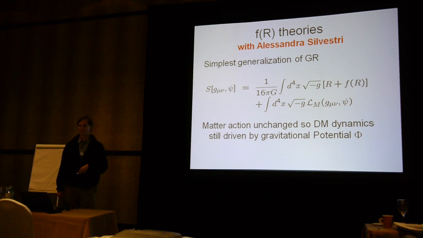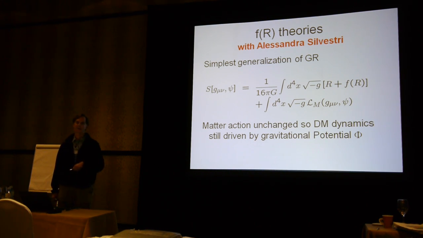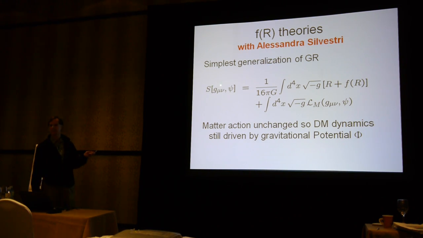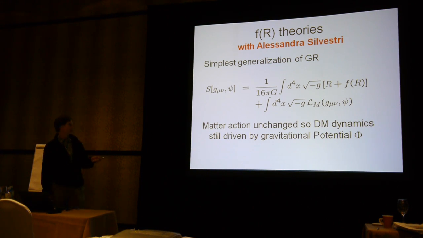So now I'm going to discuss some work on cosmological perturbations and the general properties of f(R) theories. This is work that I'm doing with Alessandro Silvestri, who will be talking about some of the observational tests of these and other theories on Friday. So the f(R) theories are in some sense the simplest generalization of general relativity. If you consider the simplest expression of general relativity to be the Einstein-Hilbert action, so the Ricci scalar as a field, this involves derivatives of the metric.